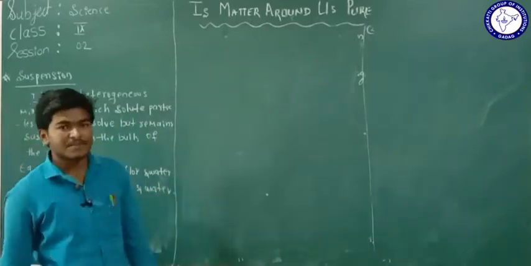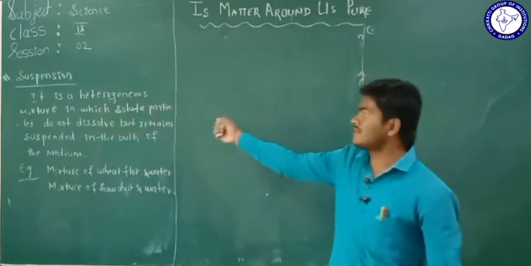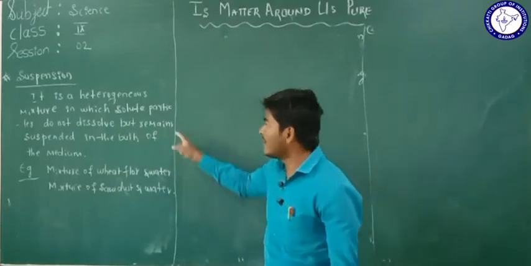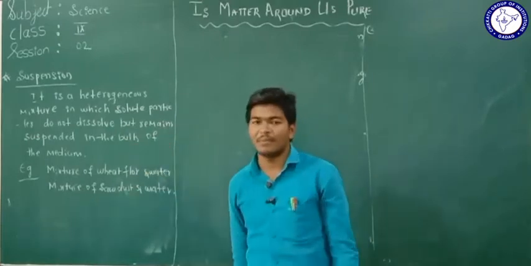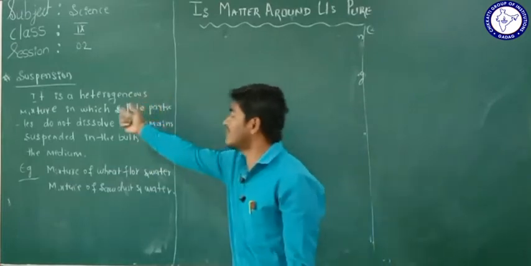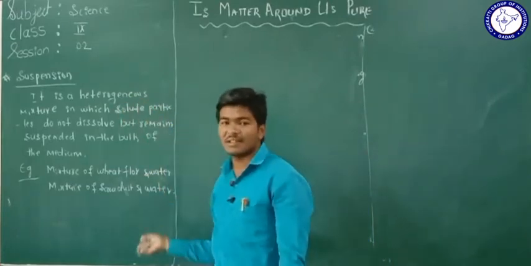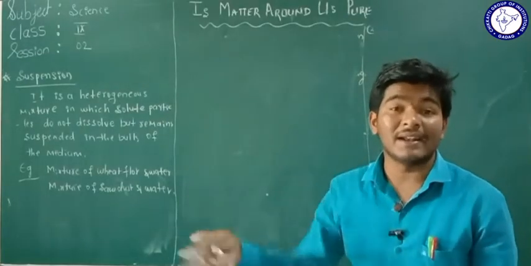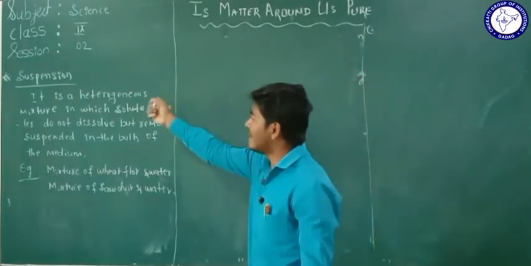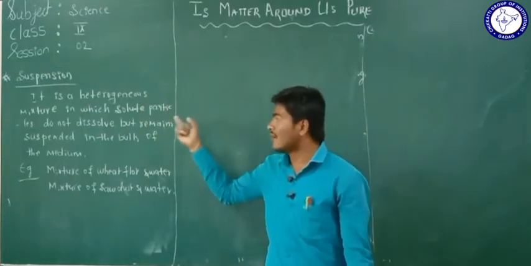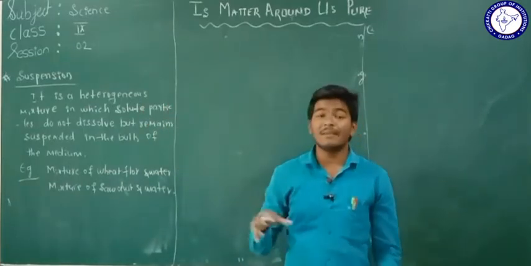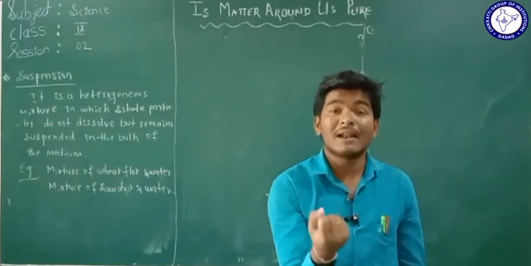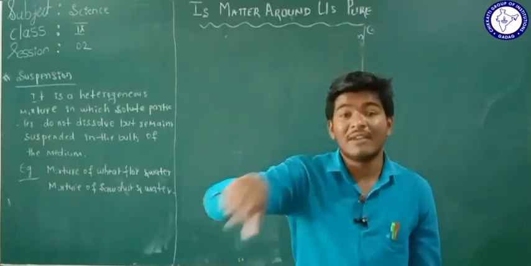See, what is suspension? Suspension is a heterogeneous mixture in which the solute particles do not dissolve but remain suspended in the bulk of the medium. So in the definition, first it is said it is a heterogeneous mixture. Heterogeneous mixture means the solute particles don't dissolve completely. They remain suspended throughout the bulk of the medium. They are present everywhere in the solvent.